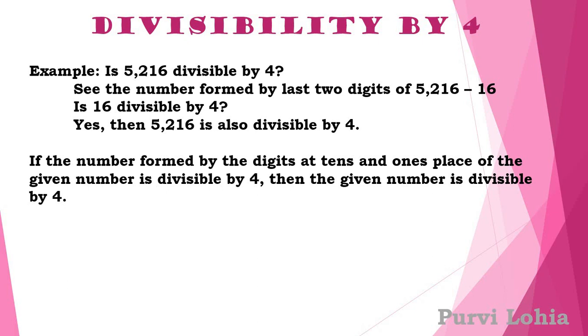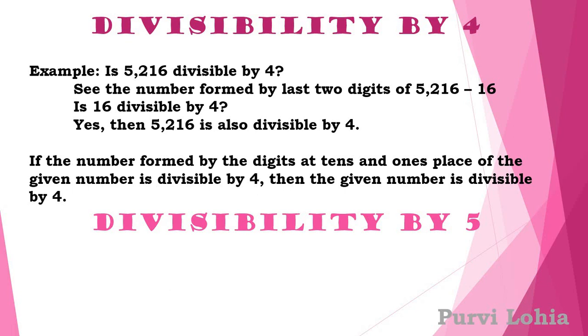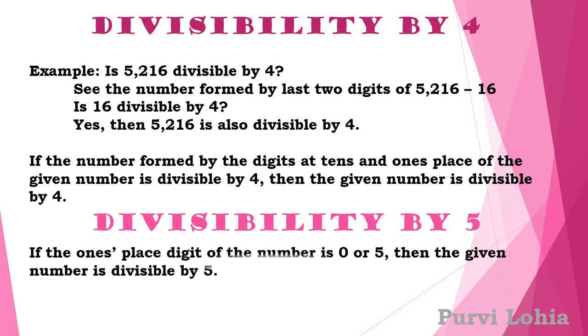If the number formed by the digits at tens and ones place of the given number is divisible by 4, then the given number is divisible by 4. Next, divisibility by 5. If the ones place digit of the number is 0 or 5, then the given number is divisible by 5. So it is very easy for 5. Example, 75, 110, 17,805, 60,180. So all these numbers are divisible by 5.